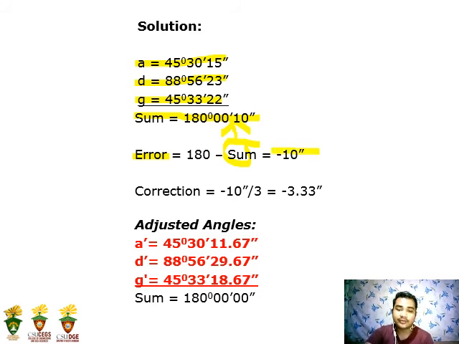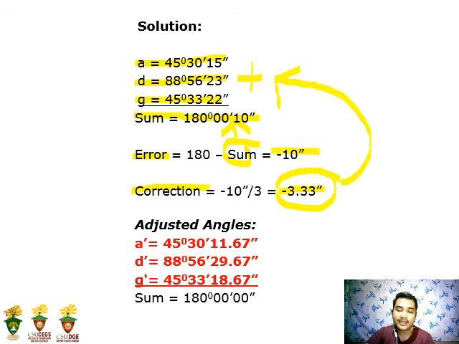And to get the correction, that negative 10 seconds will be divided by 3 since there are 3 interior angles in a triangle. So therefore, naa tay kuha nga correction nga negative 3.33 seconds. And this negative 3.33 seconds will be added to the measured values. So to get the adjusted value for A, 45, 30, 15 plus, since negative man, so minus lang gihapon siya, minus 3.33 seconds.